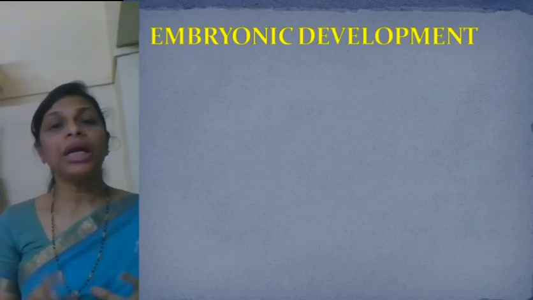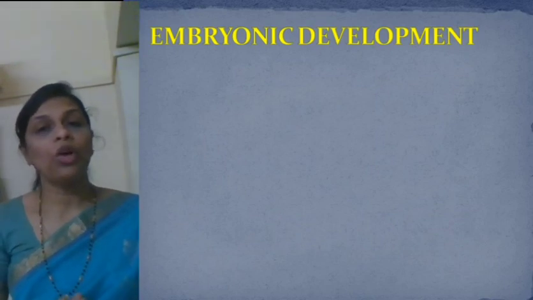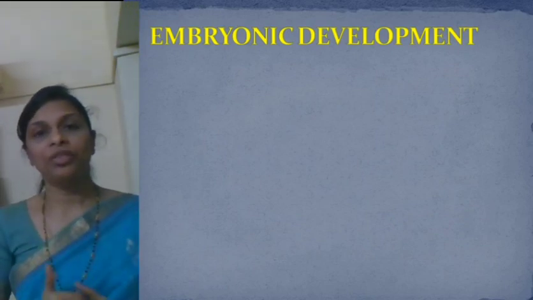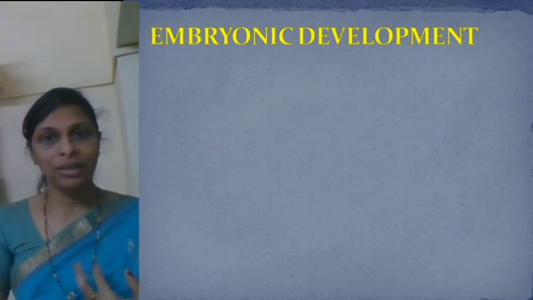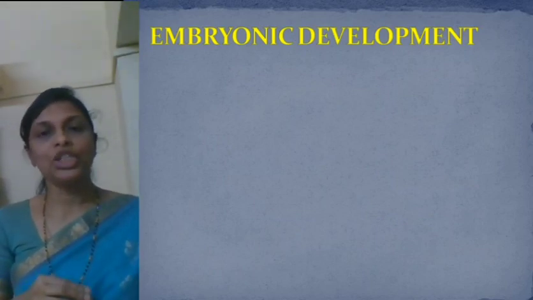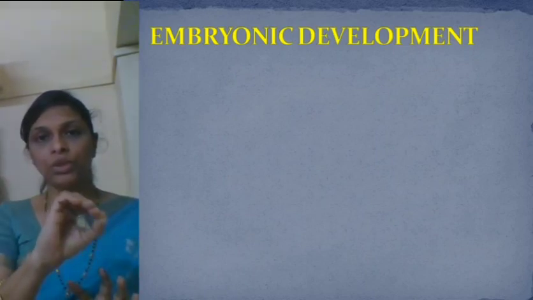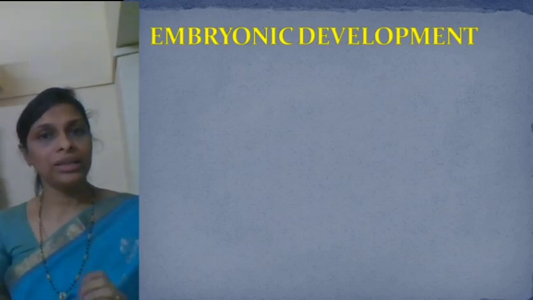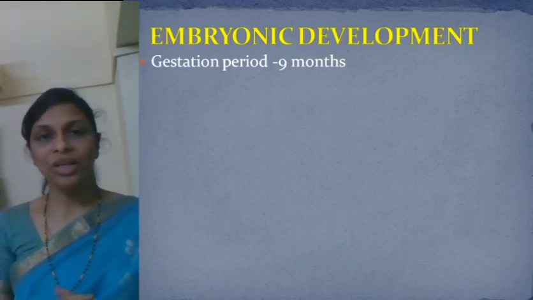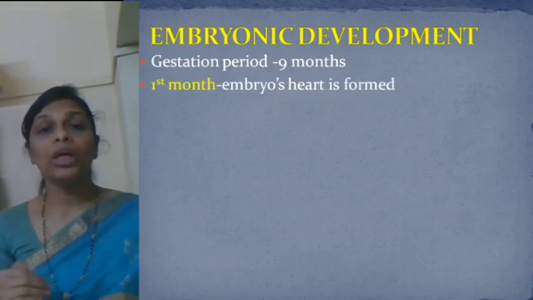Now let's see the embryonic development, that is the pregnancy, period of pregnancy, or what we call gestation. Hope you remember. So coming back to the events of reproduction: first one, gametogenesis, insemination, fertilization, implantation, then it is gestation. Gestation means the period from the time the zygote is formed, the period of conception, till the time of delivery. That is called the gestation period. In human beings, gestation period is about 9 months. Okay, about 9 months. And what happens during each of these 9 months?